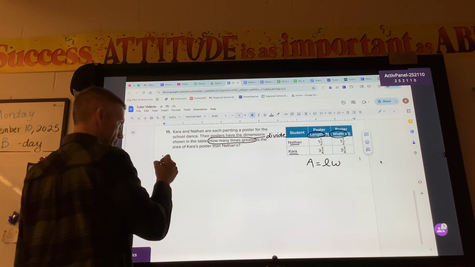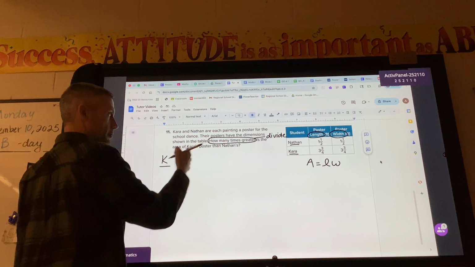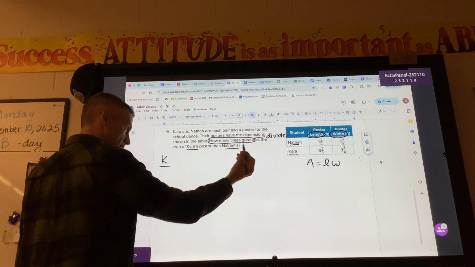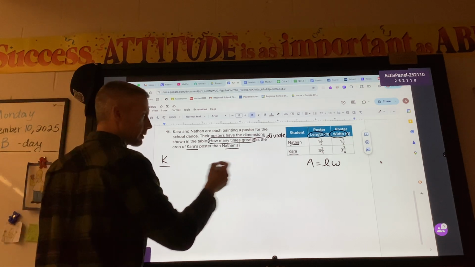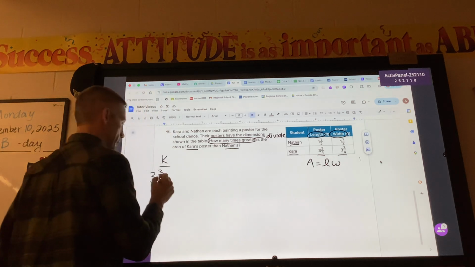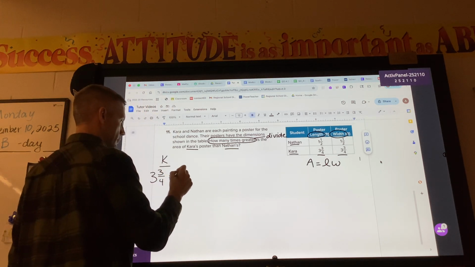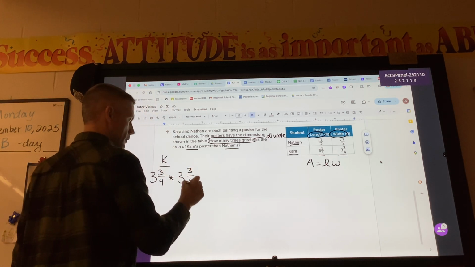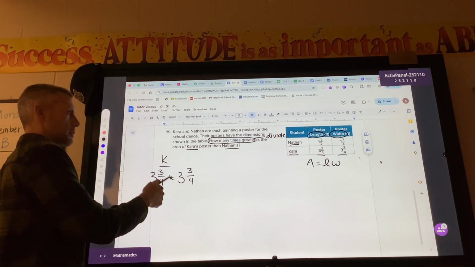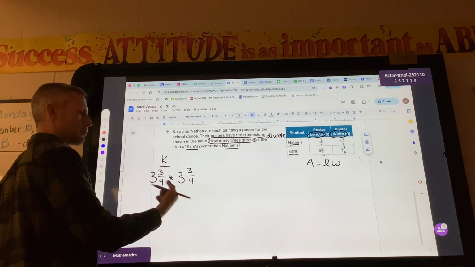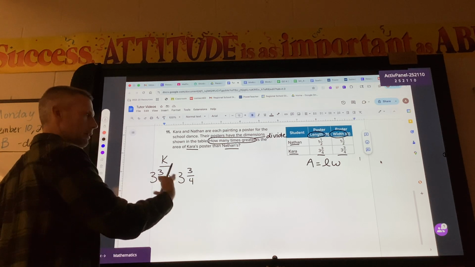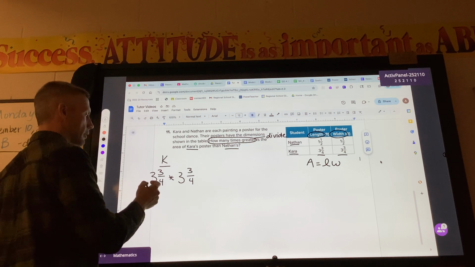So I'm going to do Kara's first, just because I know Kara's will be larger than Nathan's, because it says how many times greater is Kara's than Nathan's. So Kara's is going to be 3 3/4 times 3 3/4. We're not dividing yet, so we're just going to change these to improper fractions, cross reduce, and multiply straight across. First, before I even do this, 3 times 3 is 9. These are a little more than 3. I think this is going to be a little more than 9.